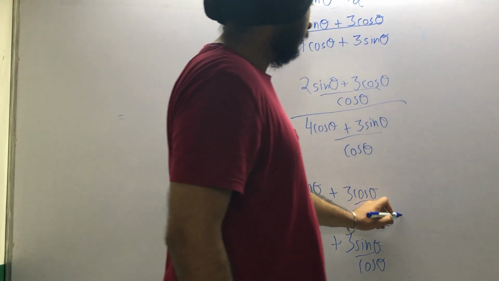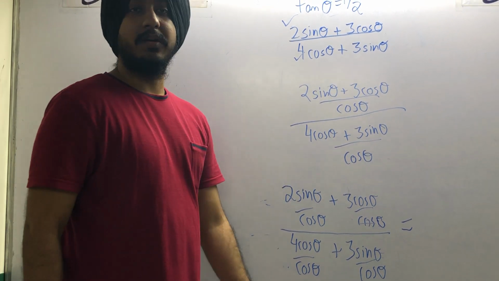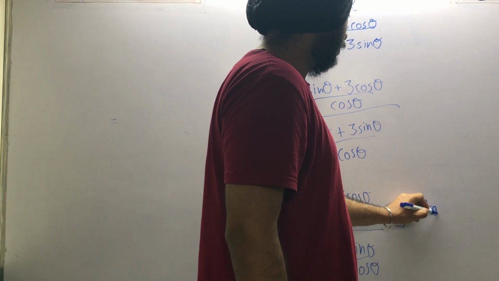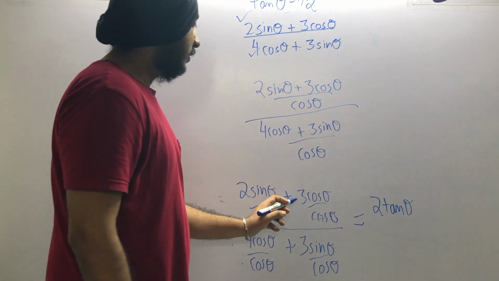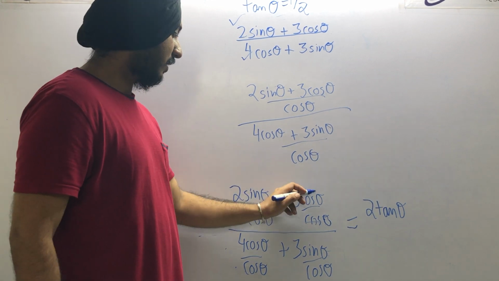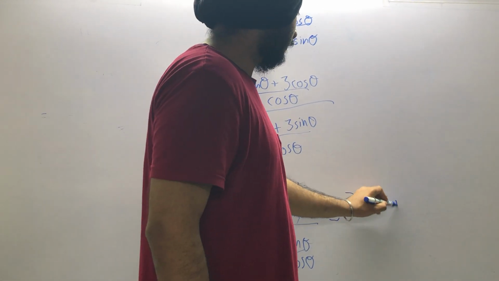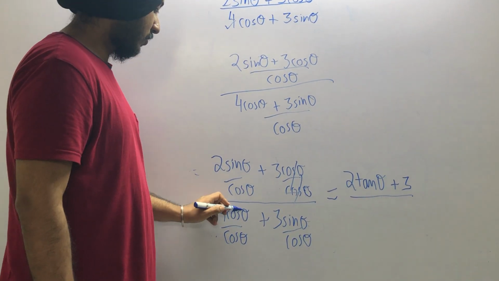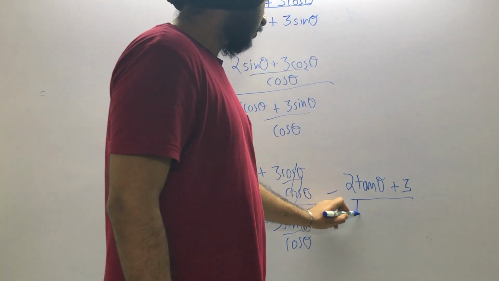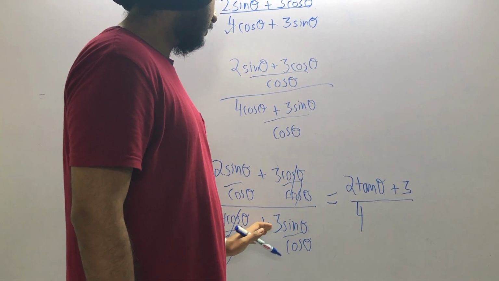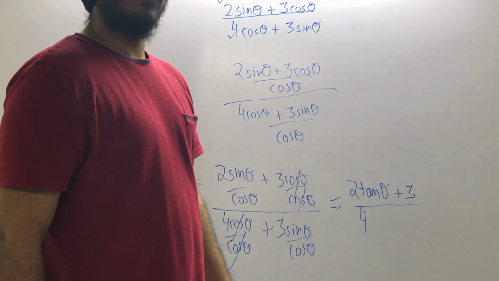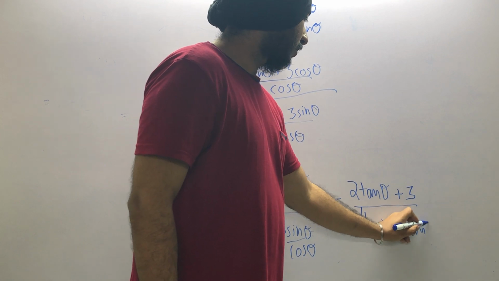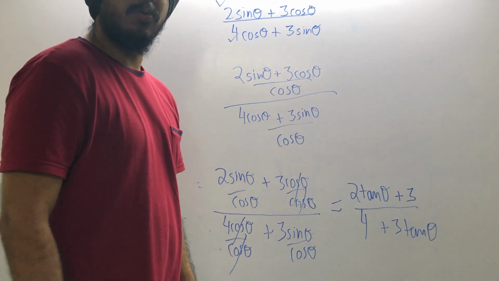Okay, now look carefully. What is 2 sin theta upon cos theta? Sin theta upon cos theta is tan theta. So you can write here 2 tan theta. Next one, 3 cos theta upon cos theta. Cos theta cancel, plus 3. Now this one, 4 cos theta upon cos theta cancel, 4. And plus 3 sin theta upon cos theta. Sin theta upon cos theta is tan theta. So see, now the expression is converted to tan.